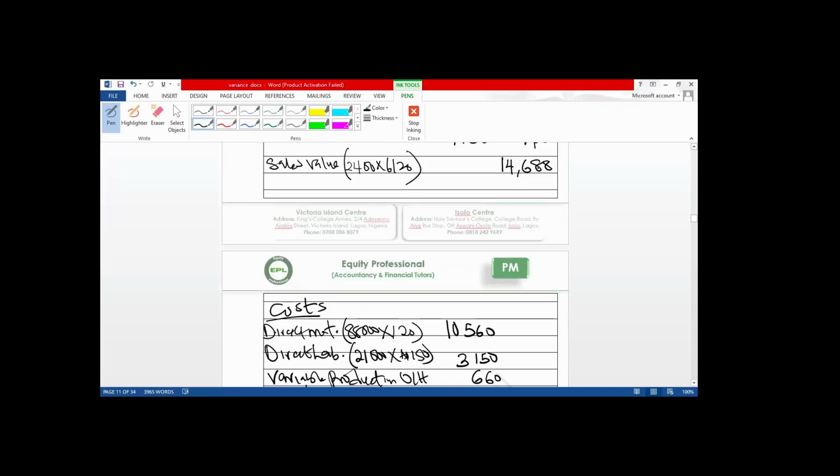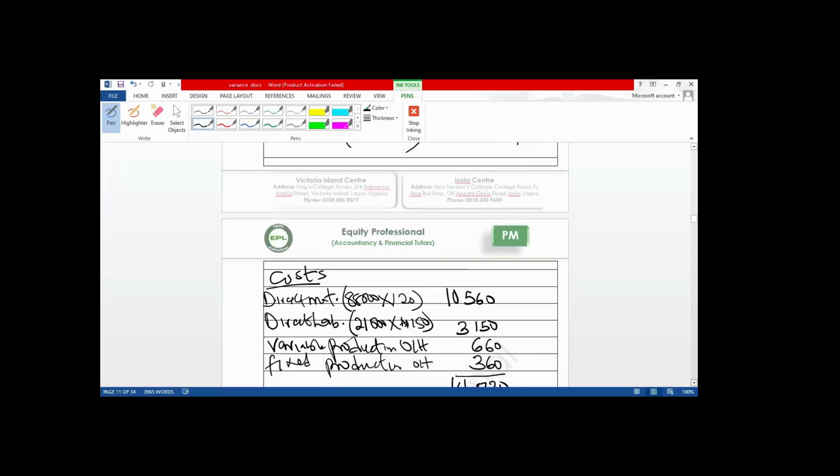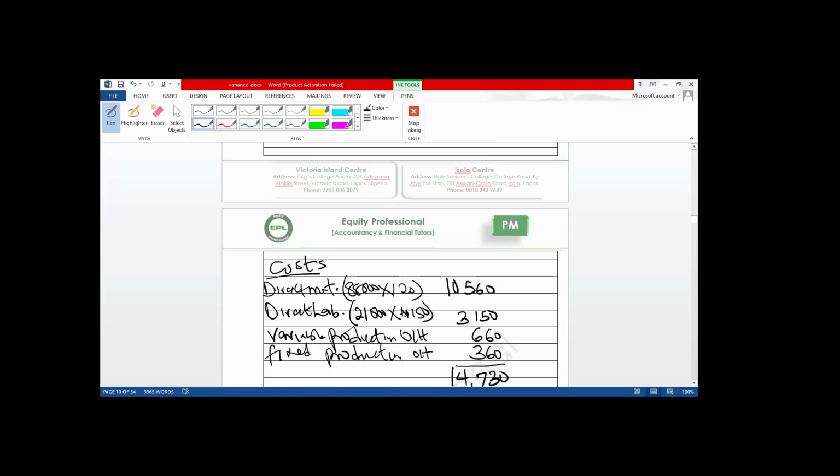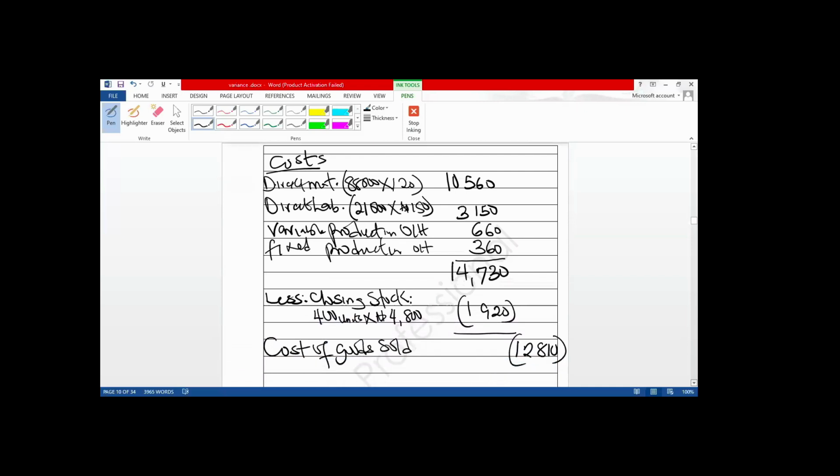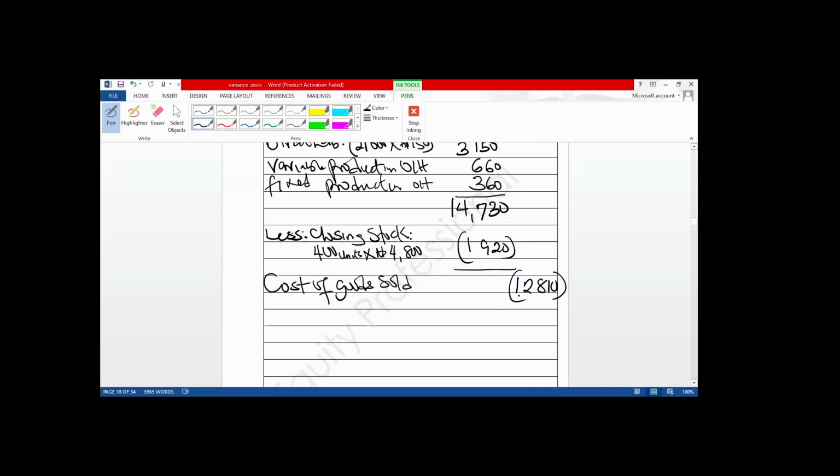Now you can get your actual profit. Your sales minus cost of goods sold. 14,688,000 minus this, that gives me 1,878,000. This is the actual gross profit.